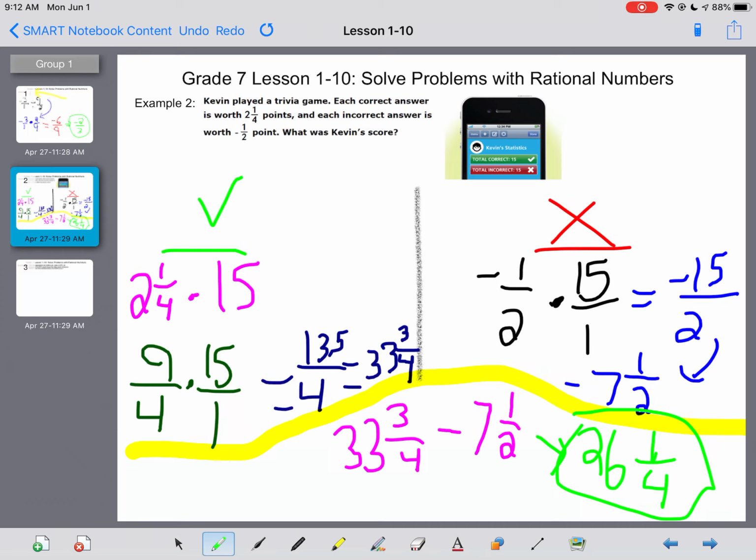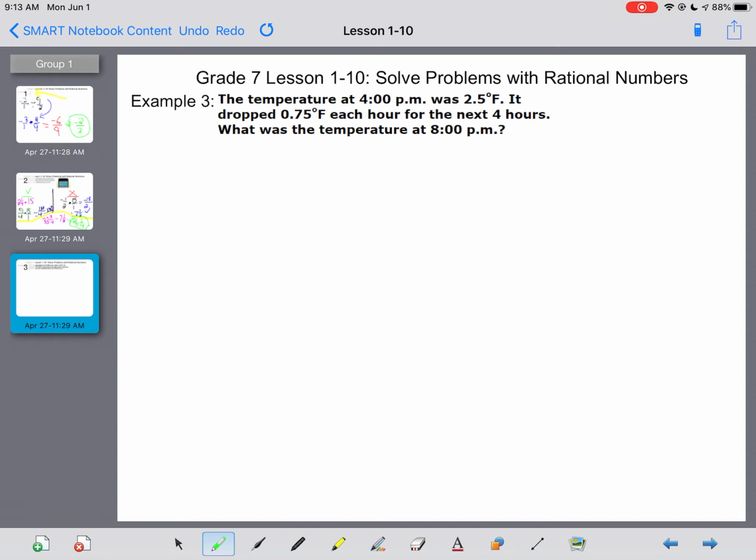Okay, so we're going to ignore for now the temperature at 4 p.m. and we're going to ignore that 2.5. I want to see how much the temperature dropped between 4 and 8 p.m., those 4 hours, and then we're going to take back the original temperature at the end. So first, let's see. The temperature went down for 4 straight hours, and it went down by 0.75 per hour.